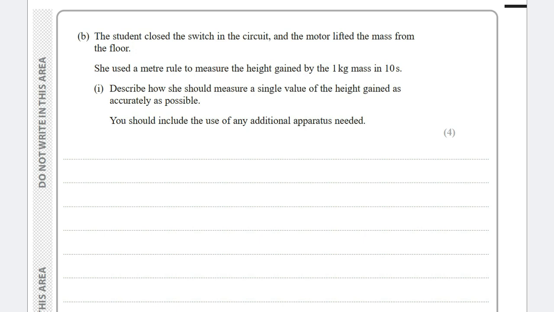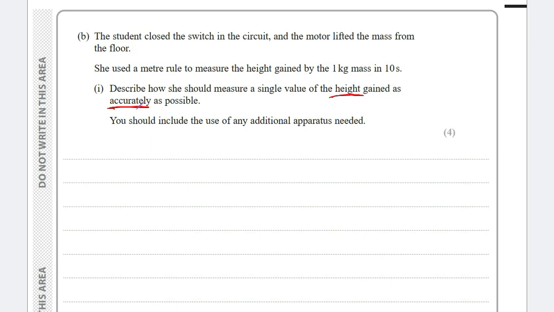Part B says the student closed the switch in the circuit and the motor lifted the mass from the floor. She used a meter rule to measure the height gained by 1 kg of the mass in 10 seconds. Describe how she should measure a single value of the height. So you have to find out the height, measure the height as accurately. The other keyword in the question is accurately. You should include the use of any additional apparatus, right?